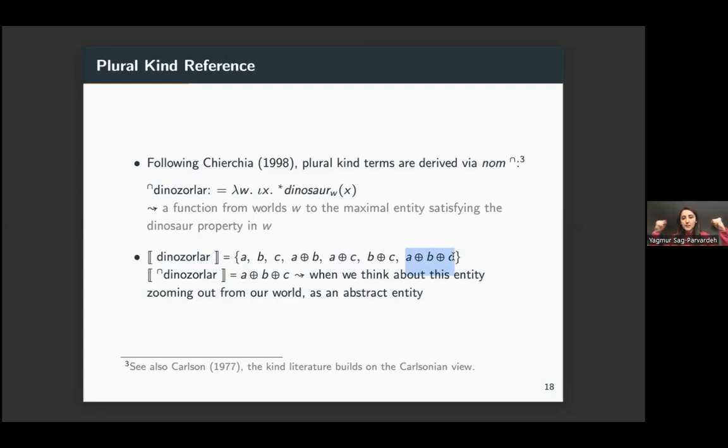And then you abstract away from that individual in a way that you consider this individual independent of our own world, considered as an abstract category, an abstract entity. It's really hard to explain, but all you do with plural kinds is take the totality of the dinosaurs that you can imagine and then consider it independent of our actual world and as an abstract entity in our mental representation. So this is basically what plural kinds are.